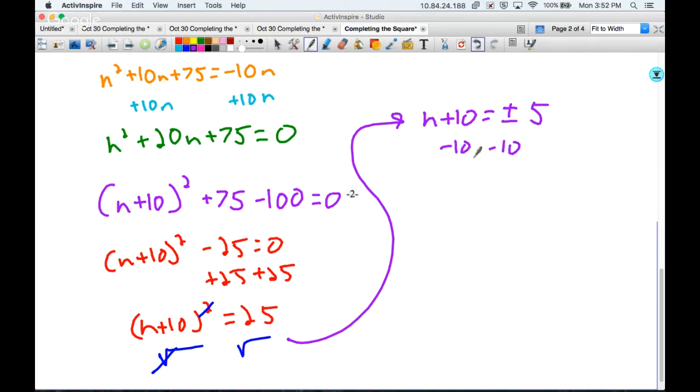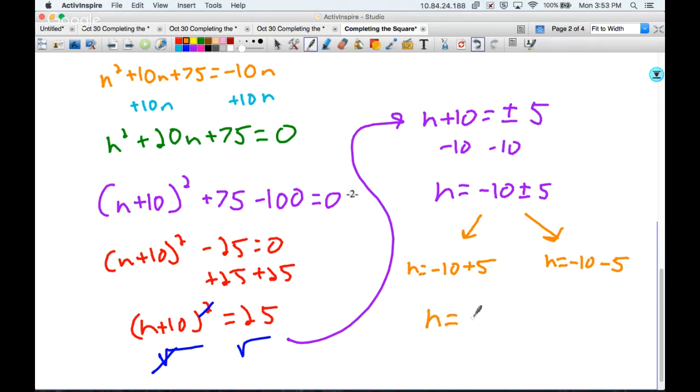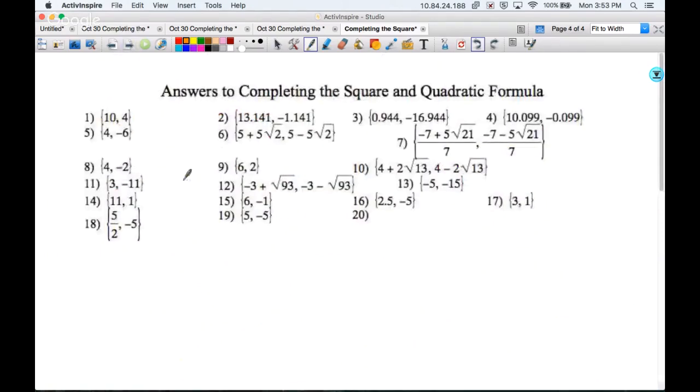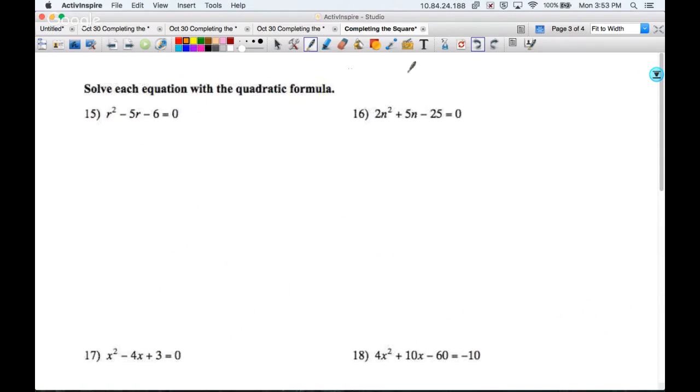I'll subtract 10 from both sides. I get n equals negative 10 plus or minus 5. Let me split that into the two different cases. You've got n equals negative 10 plus 5 as one case, and you've got n equals negative 10 minus 5 as the other case. Simplify one more step and we get n equals negative 5 and n equals negative 15. That was for problem 13. Let's see how we did. 13, negative 5, negative 15. All right.